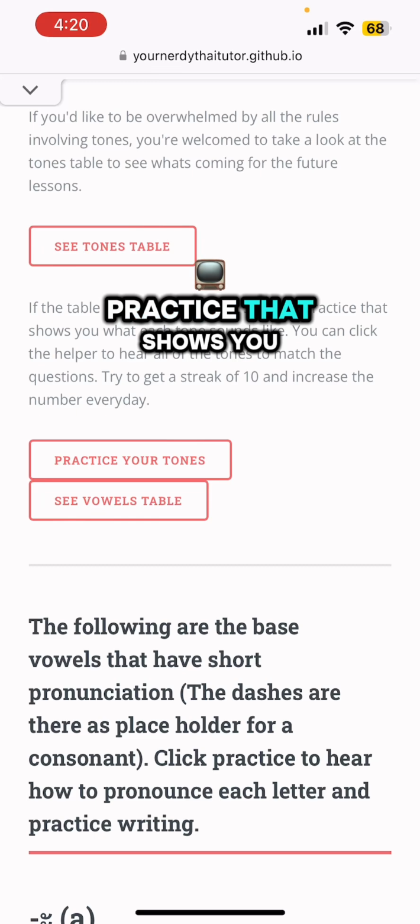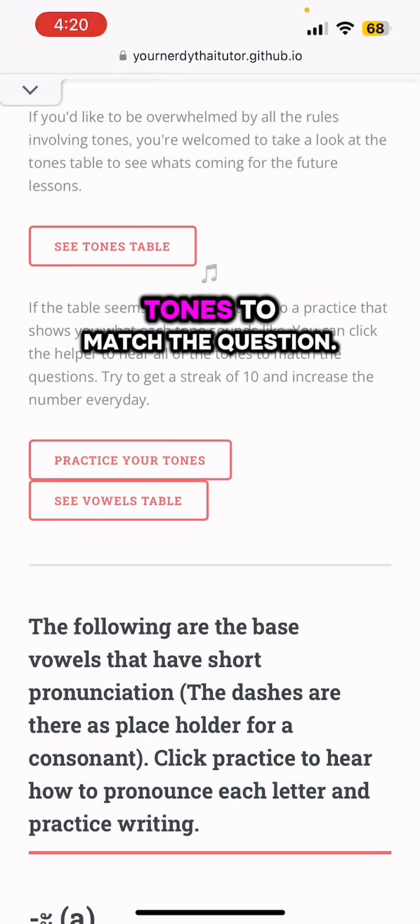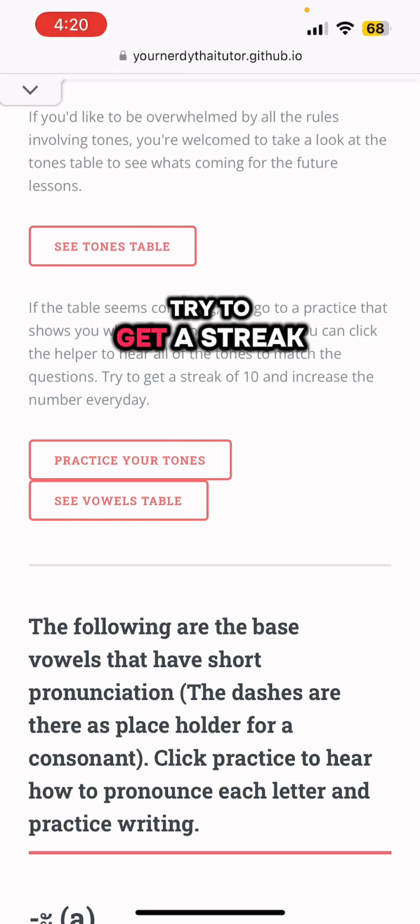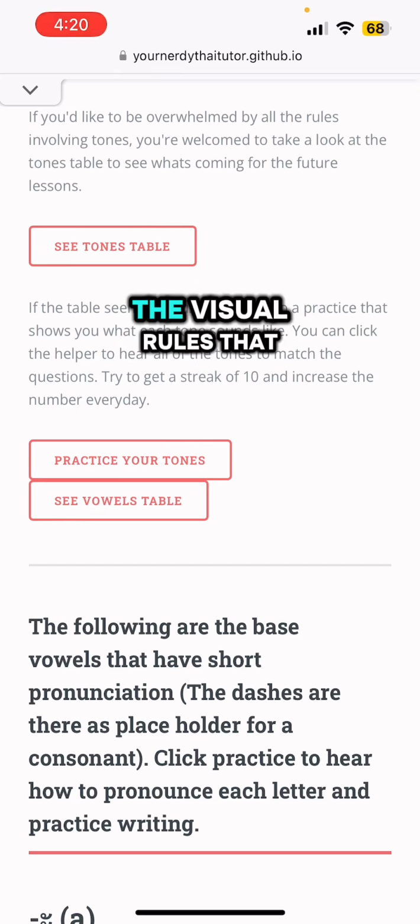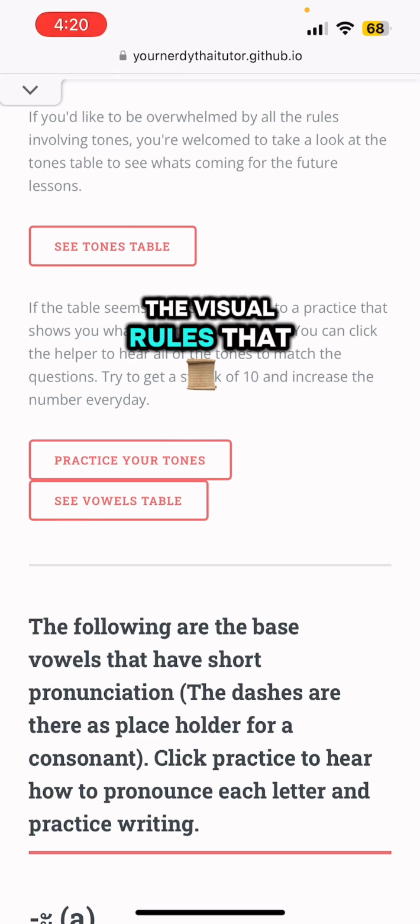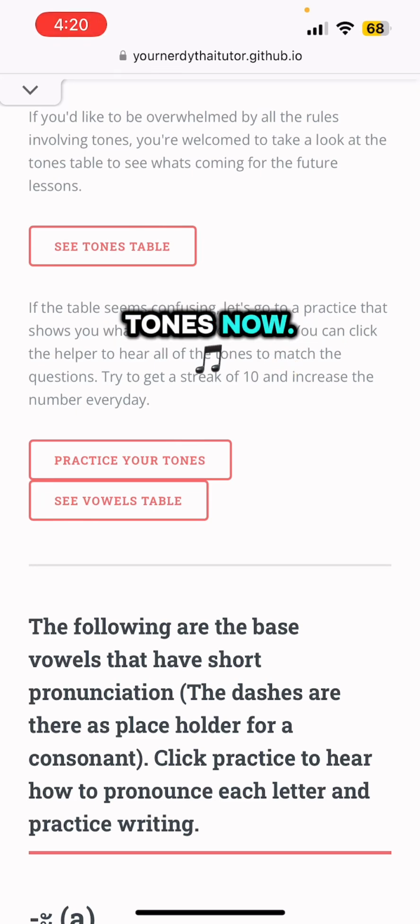Let's go to a practice that shows you what each tone sounds like. You can click the helper to hear all the tones to match the question. Try to get a streak of 10 and increase the number every day. Okay, I've done that and we've mastered that. So we know what the tones sound like. I think it's just the visual rules that confuse us. But we know the 5 tones now.